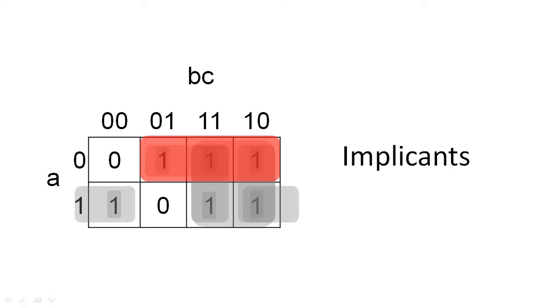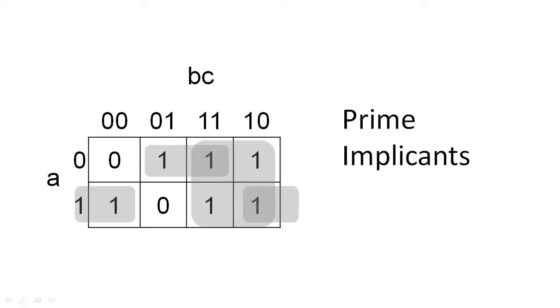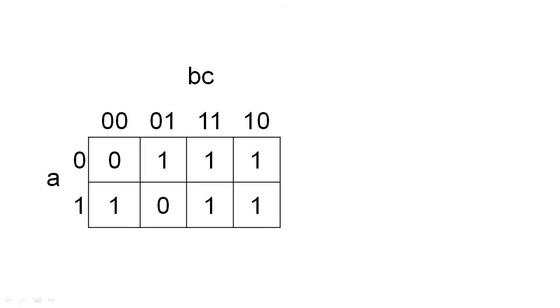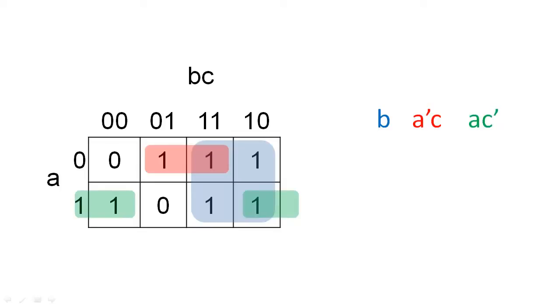If an implicant is not fully encompassed by another grouping, that implicant is called a prime implicant. This K-map has 3 prime implicants. We create minimal Boolean expressions by translating the prime implicants into Boolean expressions. For example, all cells in this prime implicant are 1 when B is 1. All cells in this prime implicant are 1 when A is 0 and C is 1. All cells in this prime implicant are 1 when A is 1 and C is 0. Notice that this prime implicant wraps around from one side of the map to the other. To complete the expression, we simply OR these product terms of the prime implicants together.